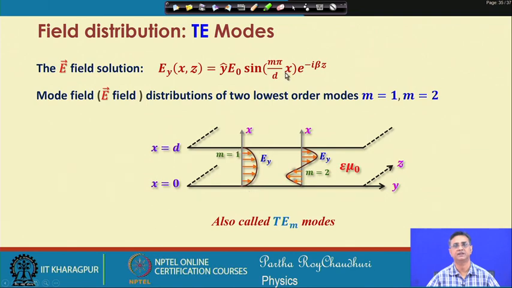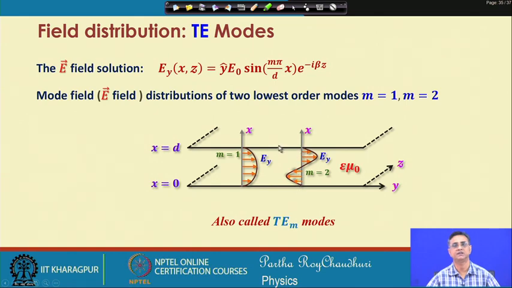When x equals 0, this quantity is 0. When x equals d, this quantity is equal to pi, so sin pi is again 0. Similarly, for m equal to 2, if x equals 0, this quantity is anyway 0, but when x equals d, this quantity equals twice pi. So sin twice pi is again 0.